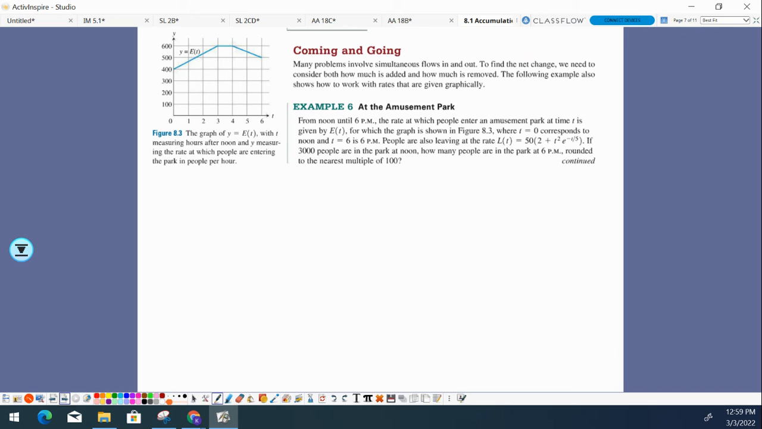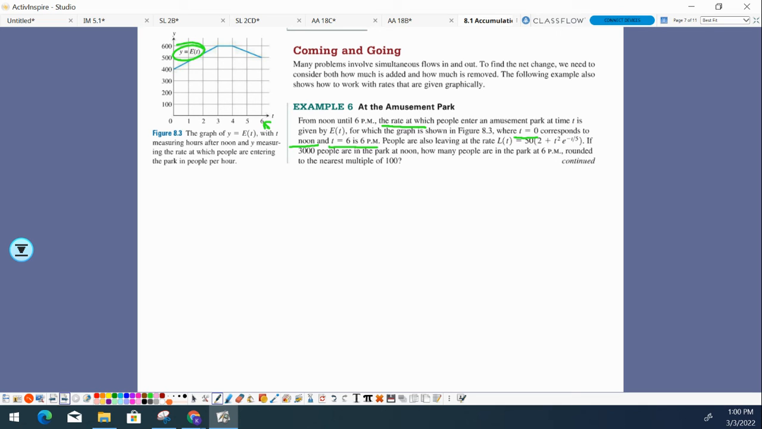Okay. So sometimes we're given, and I do see this on your free response questions, a graph instead of an equation. And so you've got to use a graph in order to do this. So it says from noon until 6, the rate at which people enter an amusement park is given by the graph E of t, where t of 0 corresponds to noon and t of 6 is 6 p.m. So this is 6 p.m.